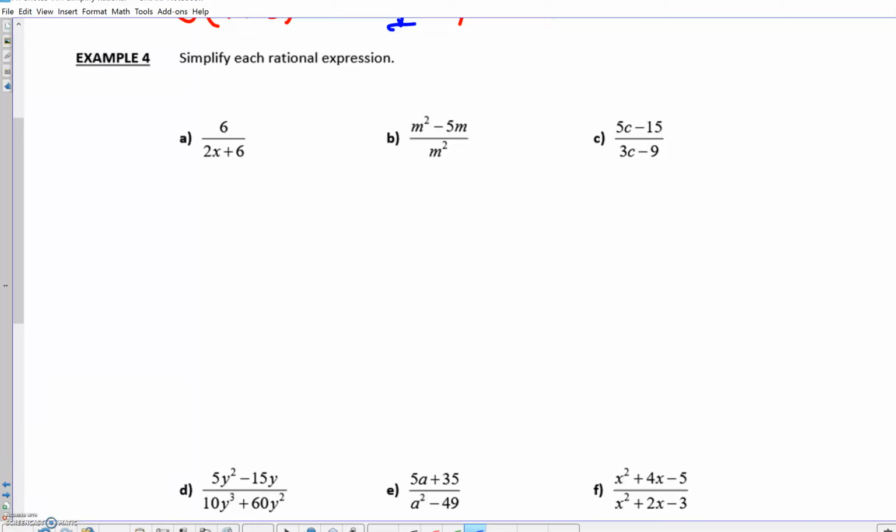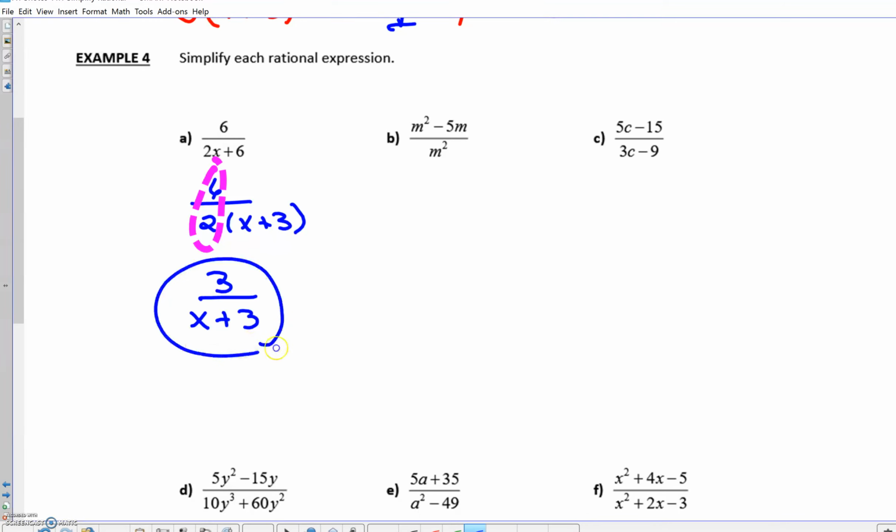All right, so now let's go ahead with example 4 and simplify each rational expression. So we'll need to factor. The numerator's good. However, the denominator, we can factor out a 2, and be left with x plus 3. Now we can reduce this fraction. 6 and 2 gives me a 3 when I divide by 2. So that's a 3 in the numerator, a 1 in the denominator, which I'm not going to write, and then the expression x plus 3. So there is my reduced expression.